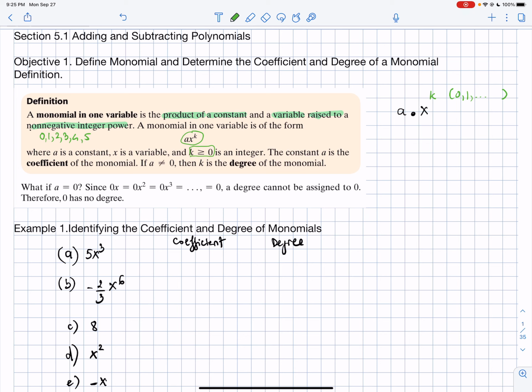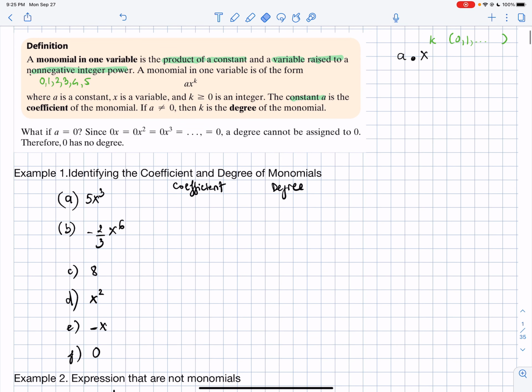Okay. And they said that the constant a is the coefficient of the monomial. If a is not equal to 0, then k is the degree of the monomial. We will talk about the degree later, but let's look at the bottom, number 1. Identify the coefficient and the degree of the monomial.